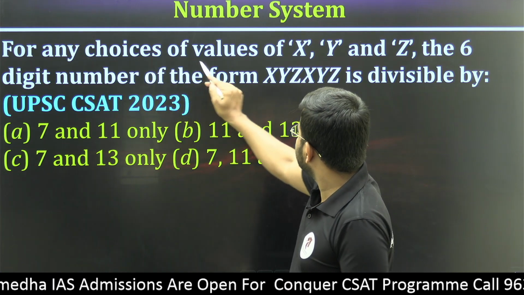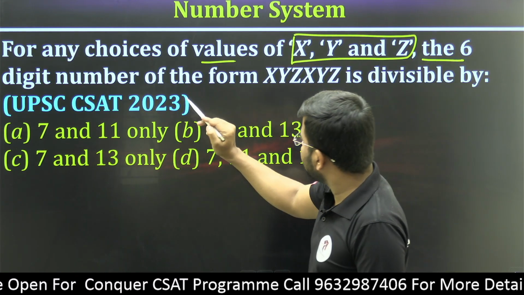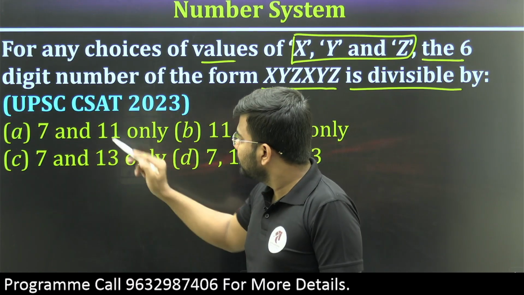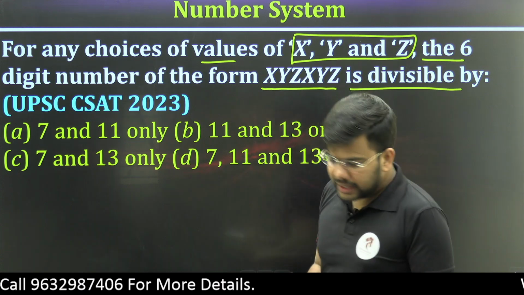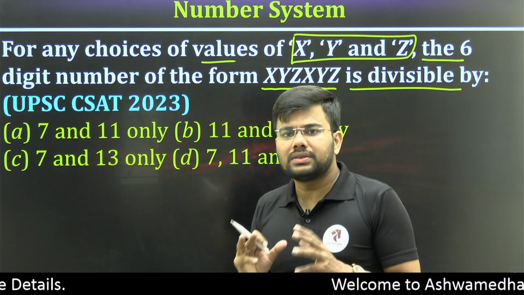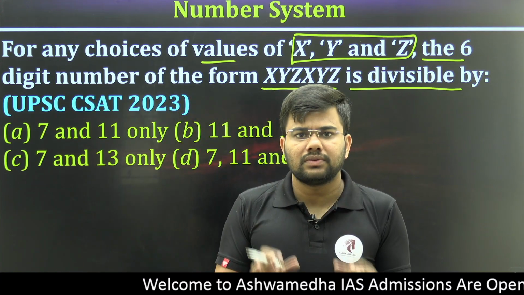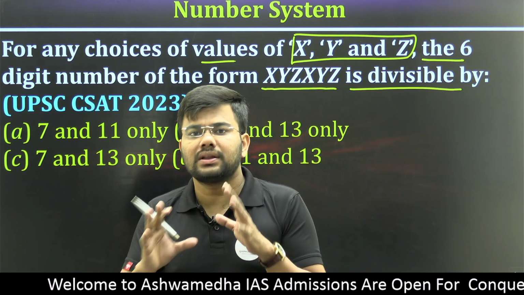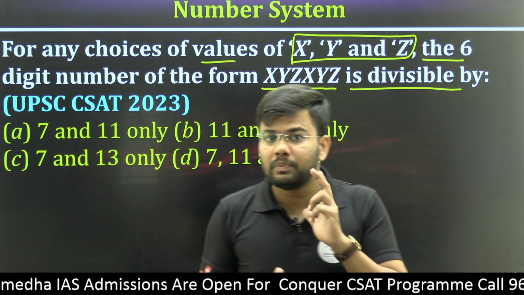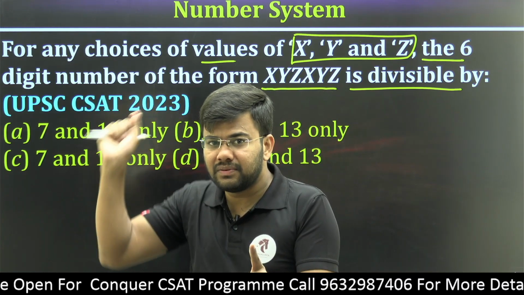For any choices of values of X, Y and Z, the 6-digit number of the form XYZXYZ is divisible by which of the following, which was asked in 2023. Guys, what is the analysis based on these two questions? The theme is XYZXYZ, ABCABC, DEDEDE, or 1001, 10,001, 1 lakh 1. These are the themes of UPSC which have been repeatedly asked. So please be thorough. You should not make any mistakes if the question is based on a theme which appeared in a previous year question paper.